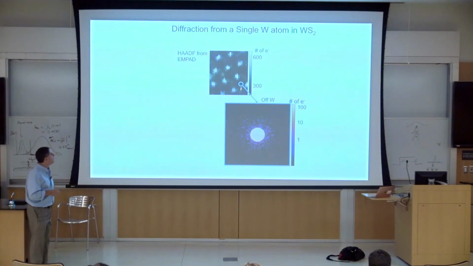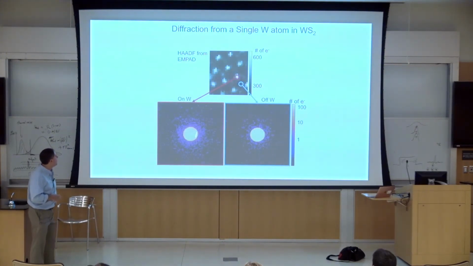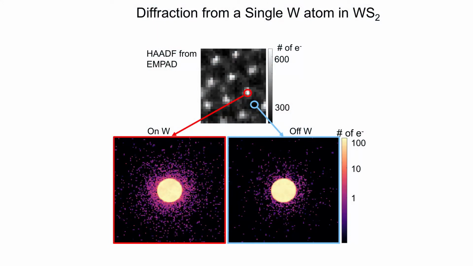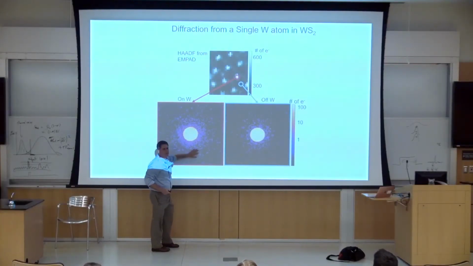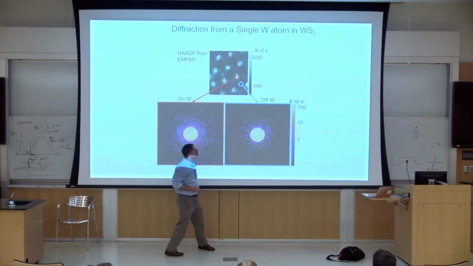Over here, the beam is not on an atom, and there's mostly just the central beam and not a lot of scattering. If I'm on the tungsten atom, there's a lot of scattering. If I integrate up this contrast, this would give me the annular dark field signal, right? More counts on the atom, less counts off the atom.